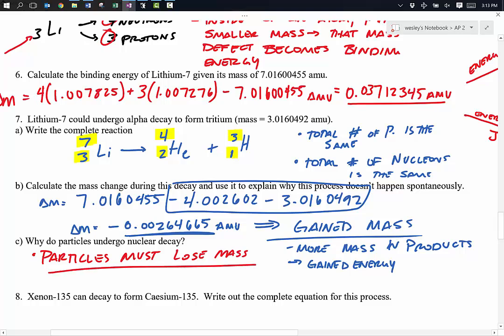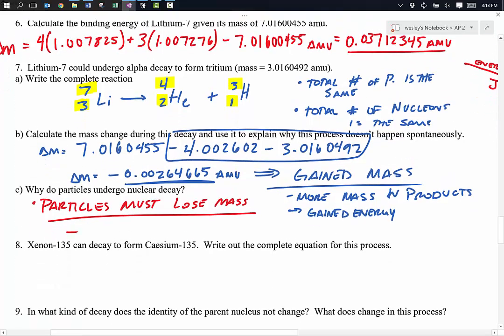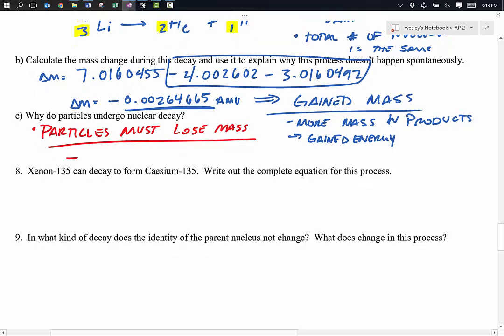By losing mass, we have a spontaneous reaction. If we gain mass, that's a problem. We always want energy out of a spontaneous reaction. We always need energy out.